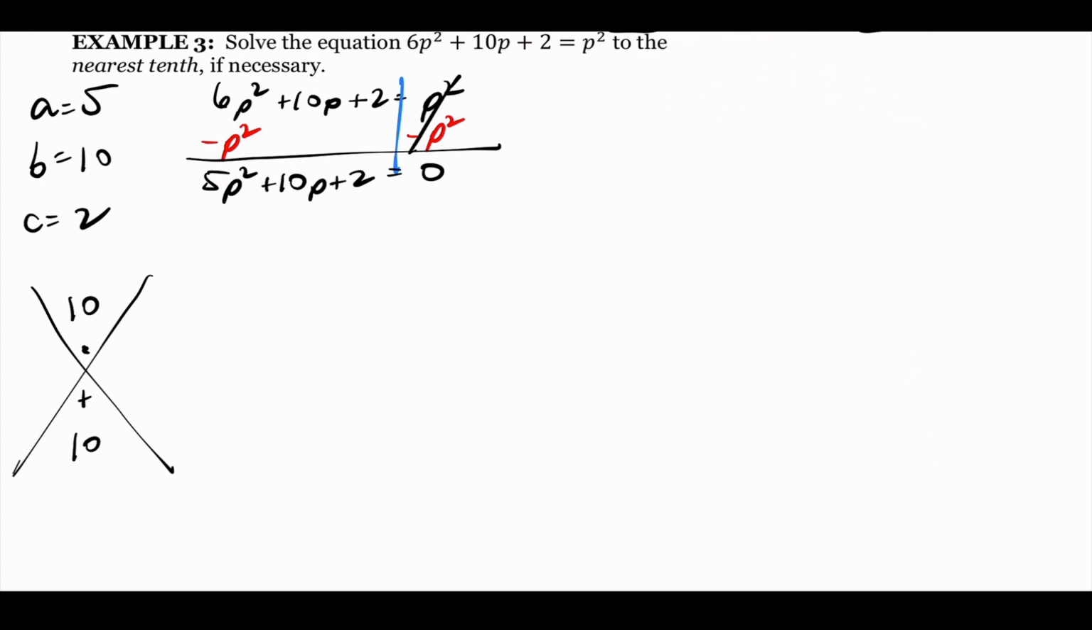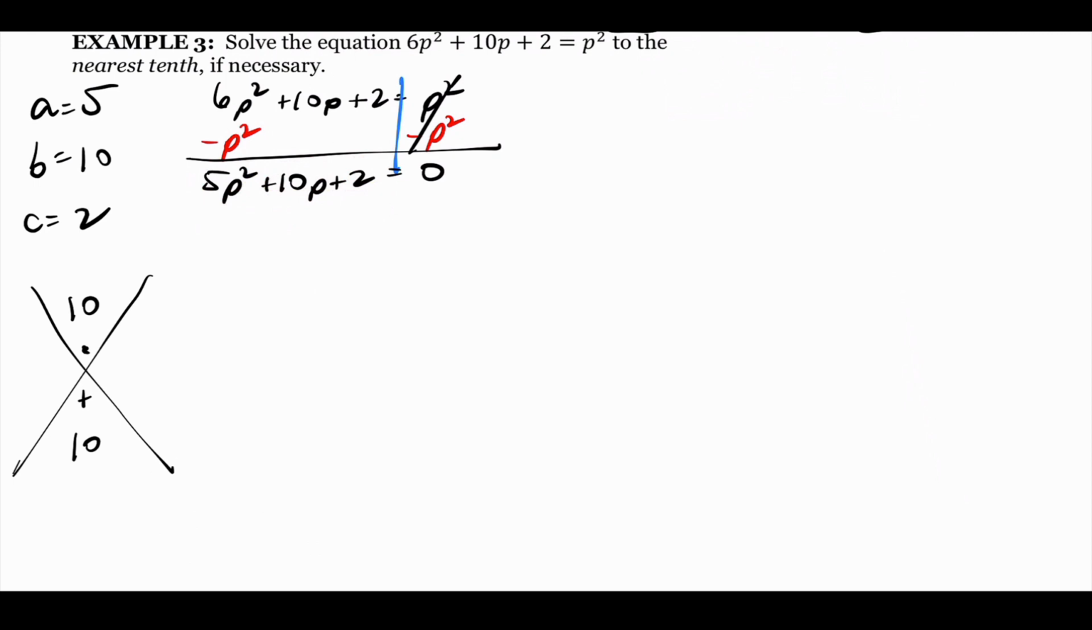Okay, so for this one, set it equal to 0 by subtracting p squared. So I got 5p squared plus 10p plus 2 equals 0. A is 5, B is 10, C is 2. What I should have done is GCF, but there was no GCF for those. I can divide by 5 here, but then I can't divide by 5 there. I can divide by 2 here, but 5 I can't divide by 2. So there was no GCF besides 1.